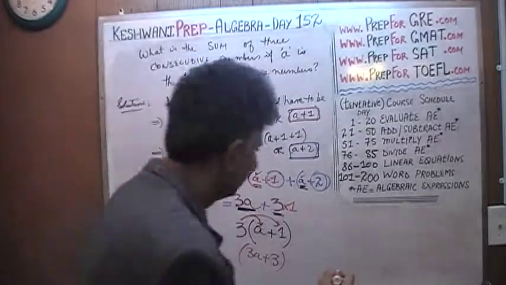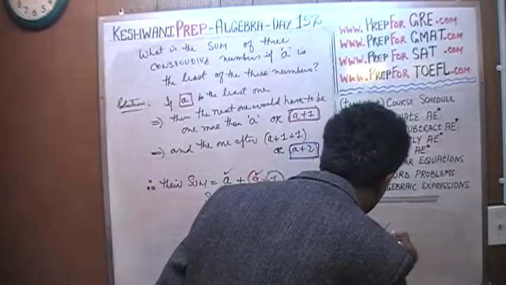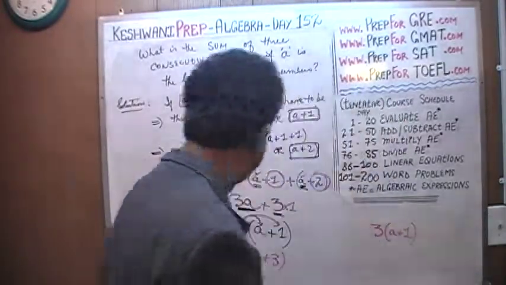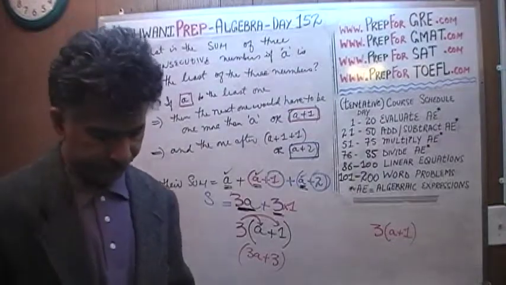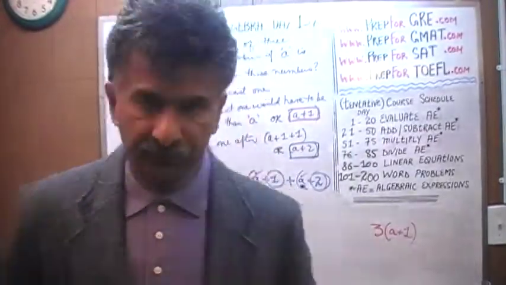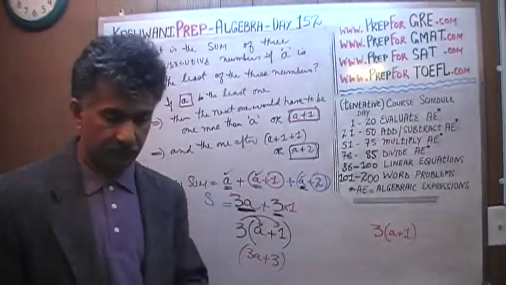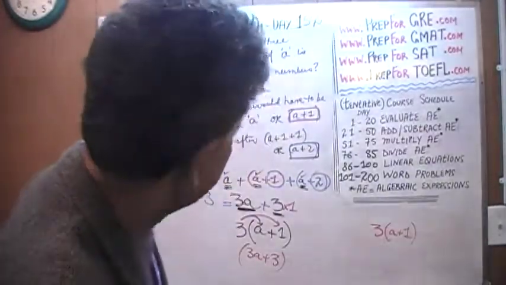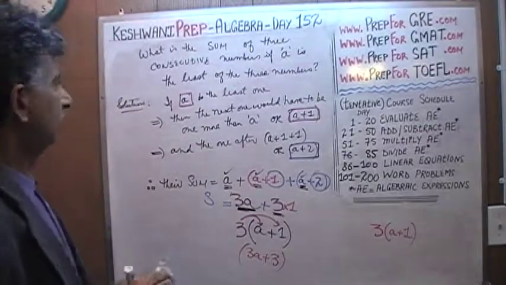What is their sum? The answer is their sum is 3 times a plus 1. Let's verify our answer, make sure that we have actually gotten the right answer, that we have not made any silly error. Let's verify it. How do we verify it?